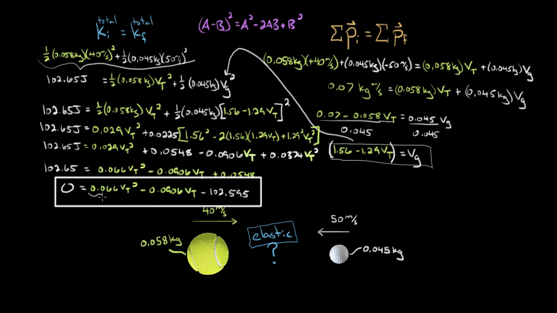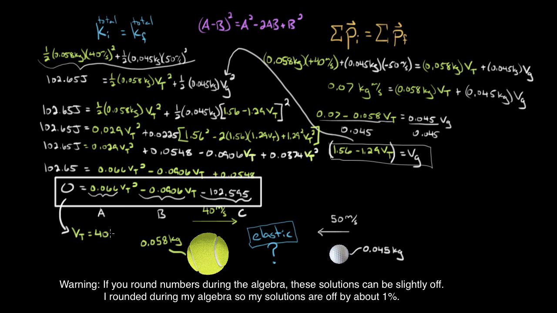So in the quadratic formula, the 0.066 would be A, the negative 0.0906 would be B, and the negative 102.595 would be the C. You could either do this the long way by hand, or you could just use a quadratic formula solver. They're available online. They might be on your calculator. That's what I'm going to do. So the two answers I'm getting out of this would be VT either equals 40 meters per second, or negative 39 meters per second.